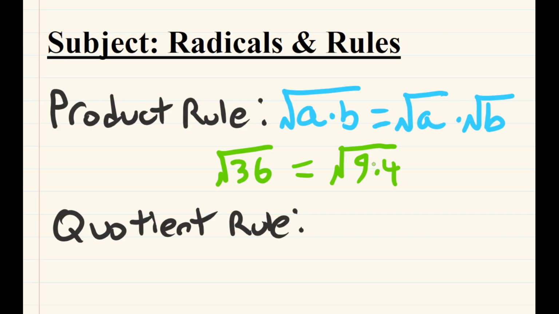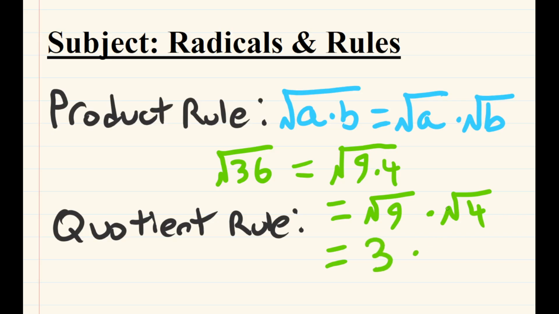As we can see right here in the product rule, the radical of a times b is radical a times radical b. Therefore, the square root of 9 times 4 is the square root of 9 times the square root of 4. We can evaluate these individually. The square root of 9 is 3, and the square root of 4 is 2. 3 times 2 is 6. That's another way of arriving at the answer using the product rule for radicals.